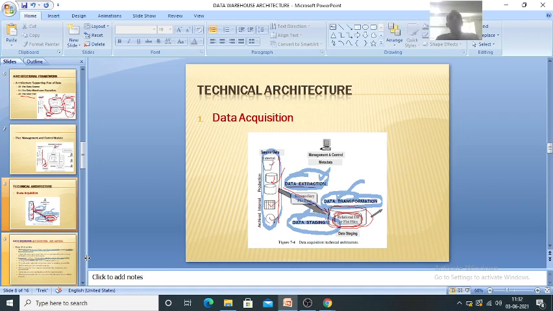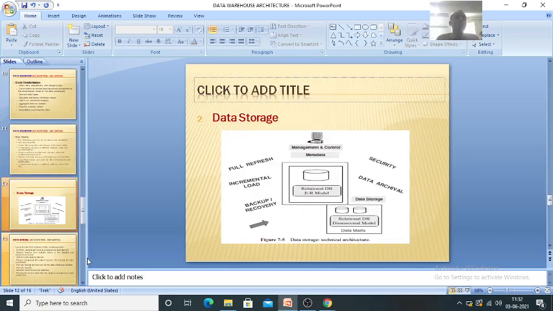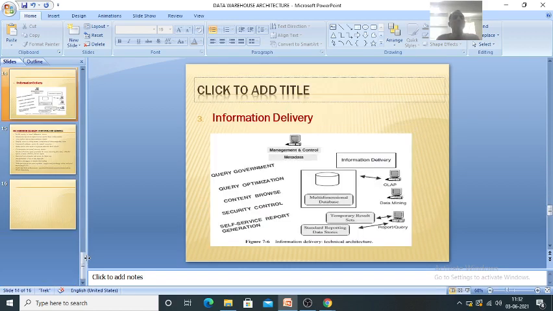All these services and functions we studied today. Tomorrow we are going to deal with data storage. This data storage architecture we are going to study in detail. Second, after that we are going to discuss data information delivery and its functionality.